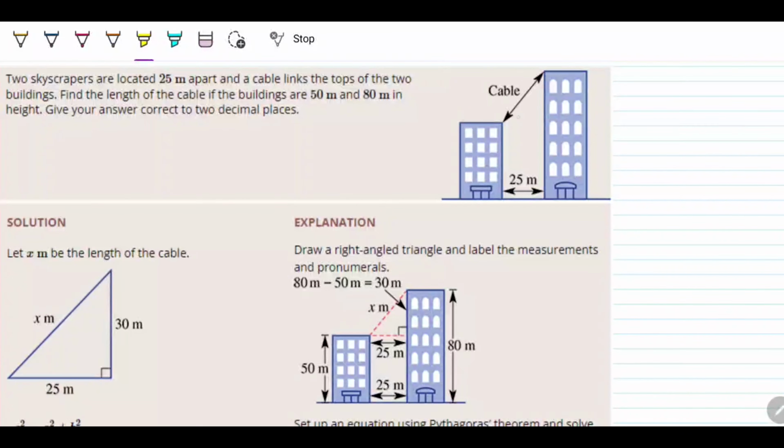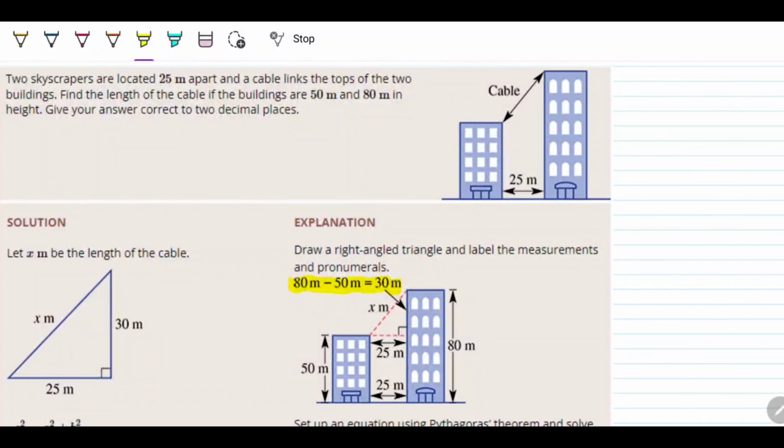So we've got two buildings here. We can see they're separated by 25 meters, and there's a cable that needs to connect to the top of each building. So what we need to do is find the difference between the heights of the buildings. One of them is 80 meters and the second building is 50 meters. Therefore, the difference must be 30 meters. So that gives you the top here.